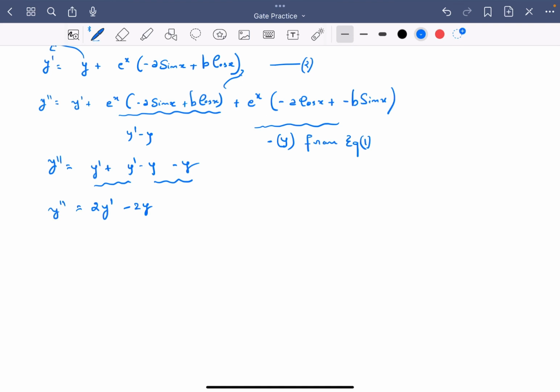Let's make all the terms on the left hand side. y double dash minus 2y dash plus 2y is equal to 0. Take this side, this side. Okay, so this is my second order differential equation.